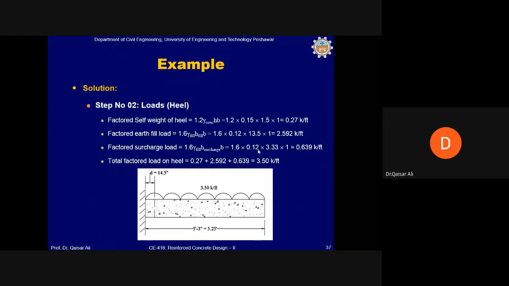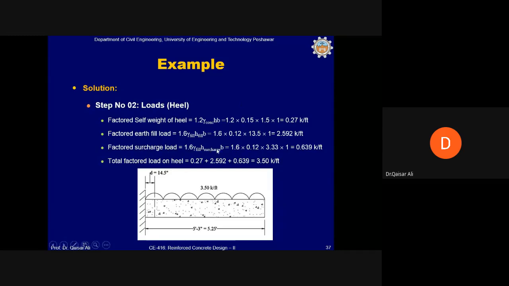This is the height of the backfill, and 1 foot is taken along the length of the retaining wall. This 1 foot is taken, and 1.6 multiplied by 0.12, the density of the soil, multiplied by 13.5 into 1 is 2.592 kip per foot on the heel. This is the backfill weight.